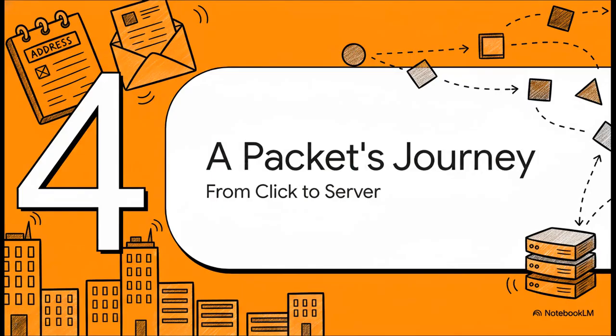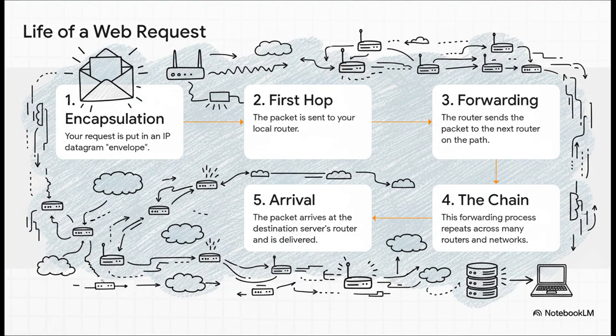All right, we've got all the pieces now, don't we? We've got the address, we've got the envelope, and we've got the post offices. So let's put it all together and follow one single packet on its incredible journey from start to finish. Okay, so you type in a website and hit enter. First, that request gets encapsulated, stuffed into that IP datagram envelope. Then it makes its first hop to your local router at home.